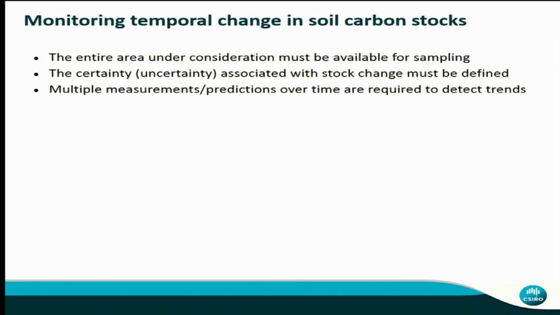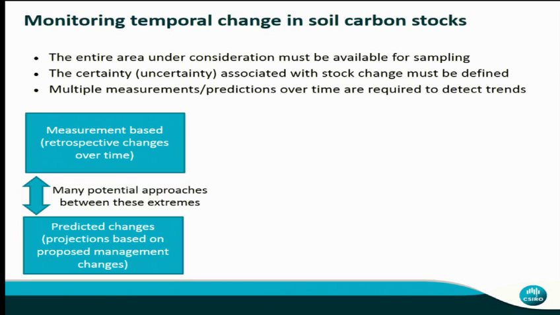We need to come up with some idea of the uncertainty or certainty associated with the stock change because we want people to trade on an understanding of what the riskiness of what they're doing is. And we want multiple measurements through time to detect the trends. And there's all kinds of methods ranging from something that's measurement-based, where we might be going on through time, taking measurements, and we're actually calculating retrospectively what the change is, through to predicted, where we're using projections based simply or solely on modeling.